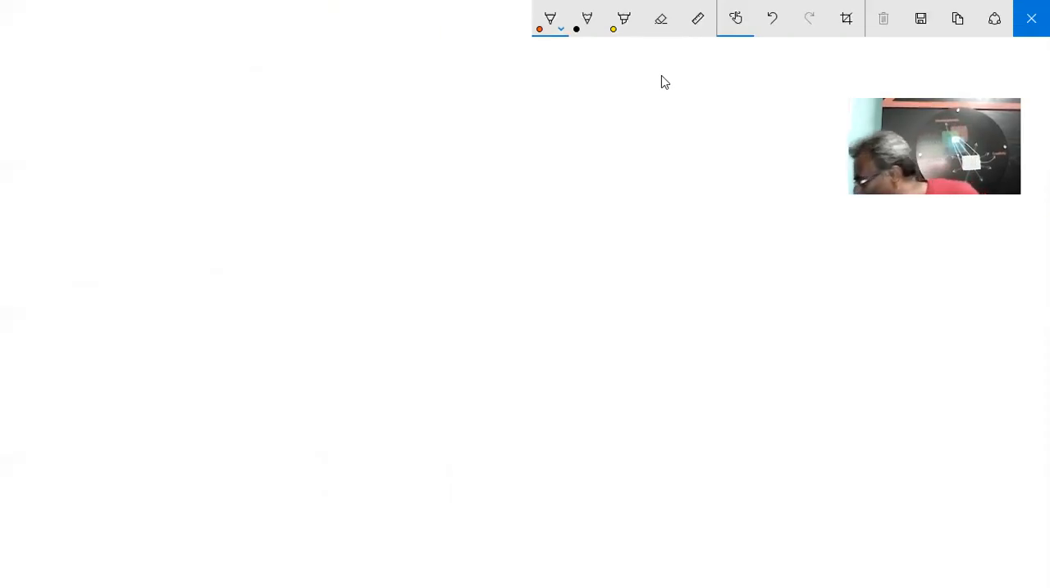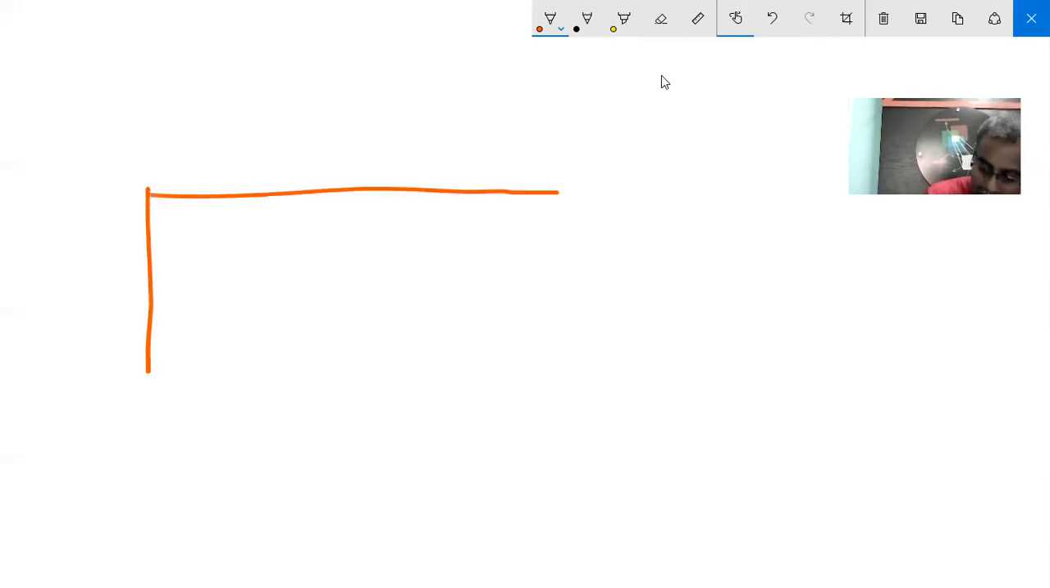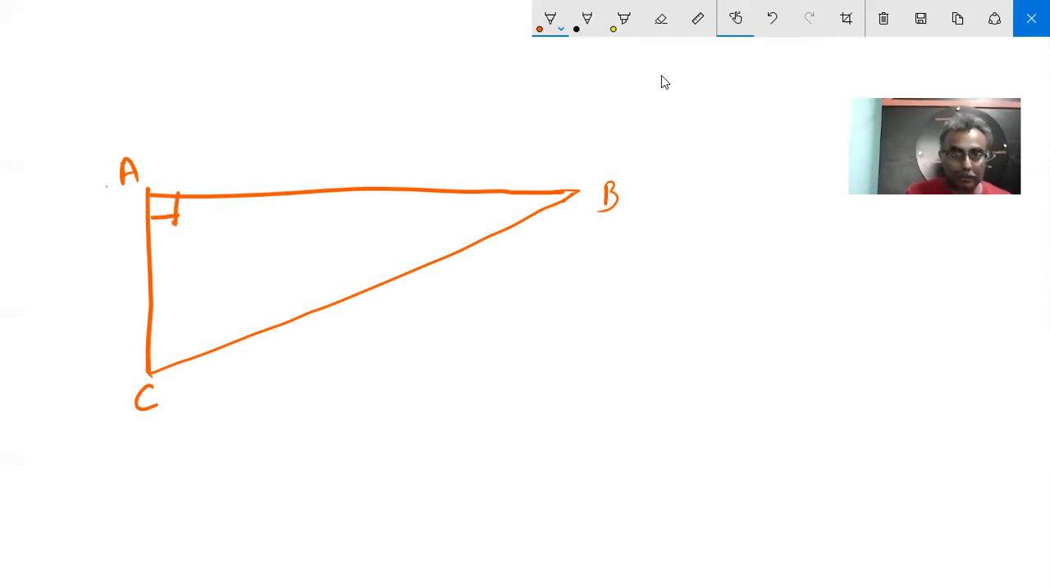The given figure, find all the trigonometric ratios of angle B. This is angle B, angle C, angle A. This is the right angle. So this is theta. Angle B is theta.